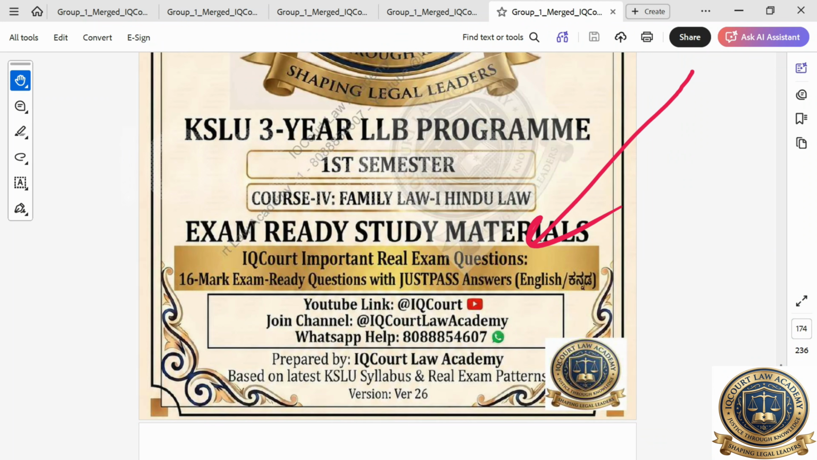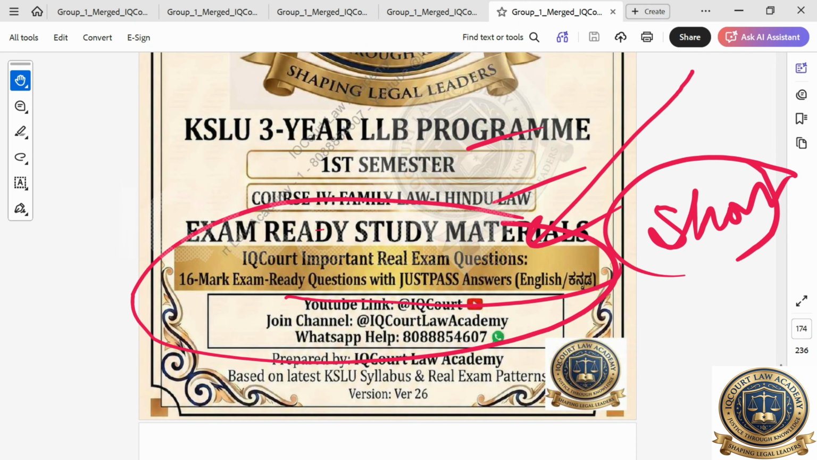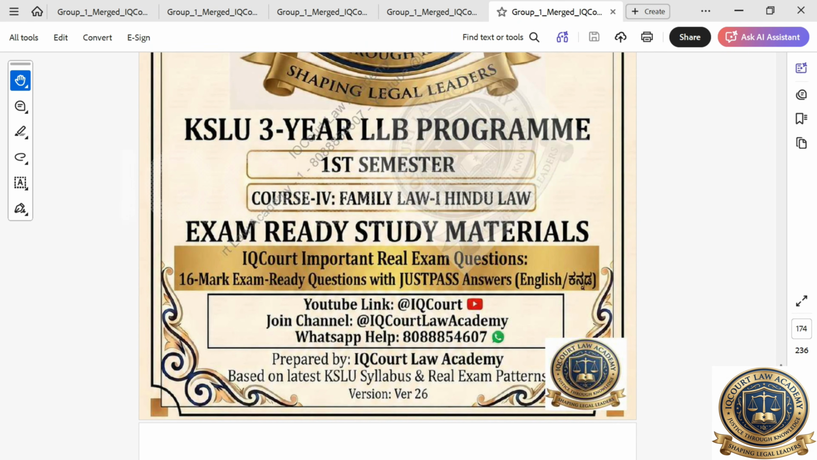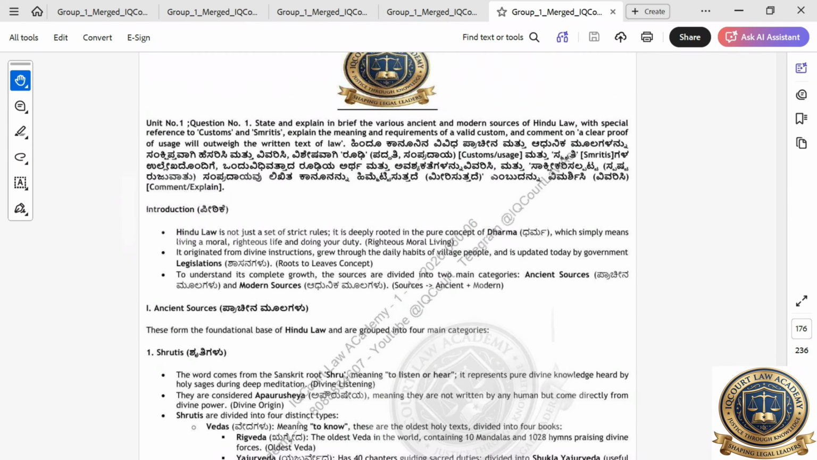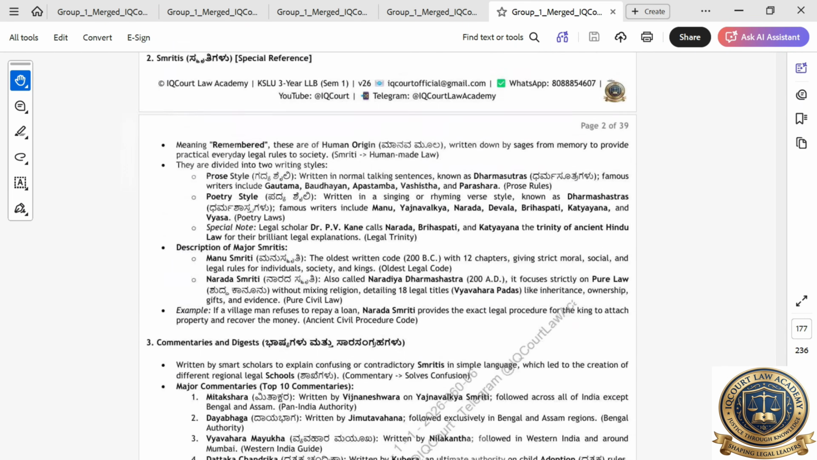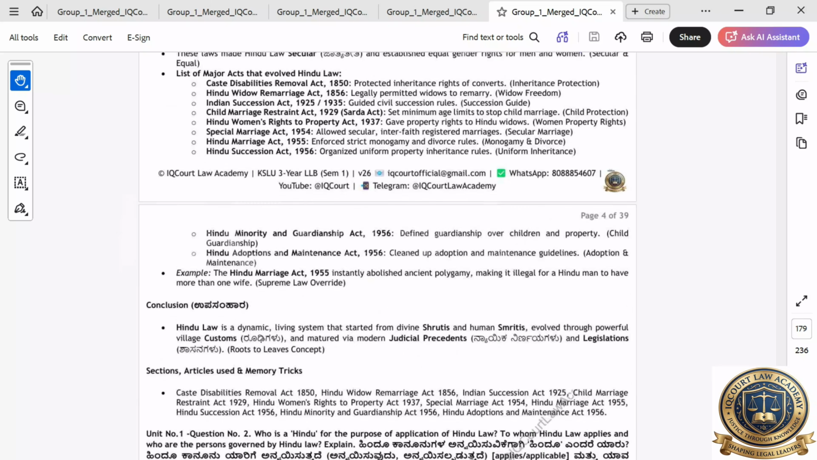just pass study materials of Family Law 1. This is very brief, short. We also call it a short note. Just pass study materials of IQCourt Law Academy. We also have the long notes. Detailed explanation is there. More than 8 pages you can study. This is the short notes with a brief explanation covering everything from the introduction to the conclusion, including all the points we are providing to our Law Academy students.